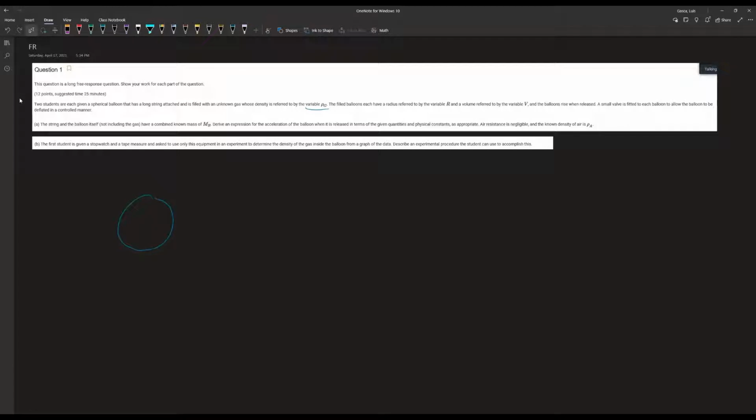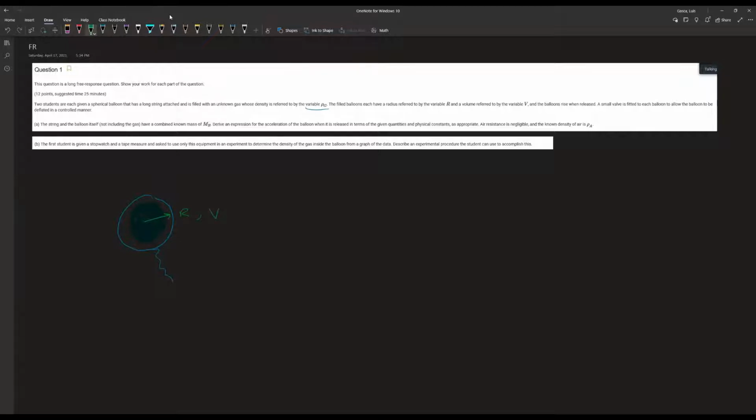And so here's my balloon. And so we have our balloon, and it's probably going to be filled with some kind of gas. That doesn't look very good, but whatever. Okay, so let's go ahead and try to visualize this. We have a radius, and this radius is going to give us a certain volume.